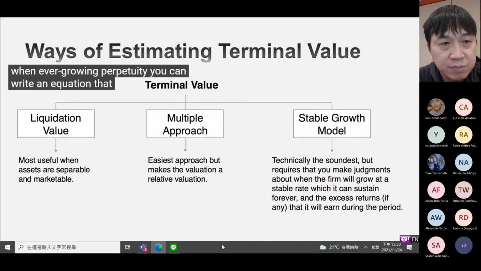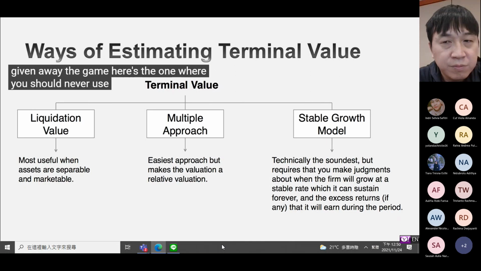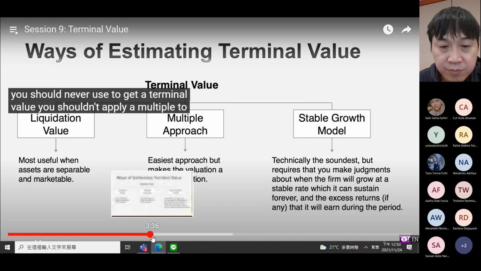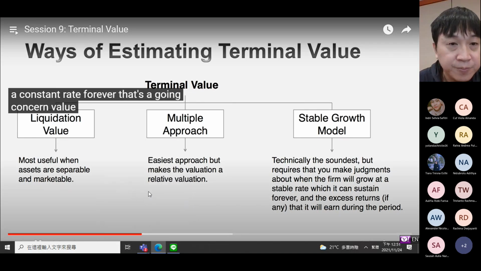That's pretty much what happens when you have a growing perpetuity. You can write an equation that captures the present value of all cash flows beyond that point in time if you're willing to assume that your cash flows will grow at a constant rate forever. That's a going concern value. Liquidation value and going concern value are both legitimate ways to get a terminal value. So I've given away the game. Here's the one way you should never use to get a terminal value. You shouldn't apply a multiple to year 5 or year 10.